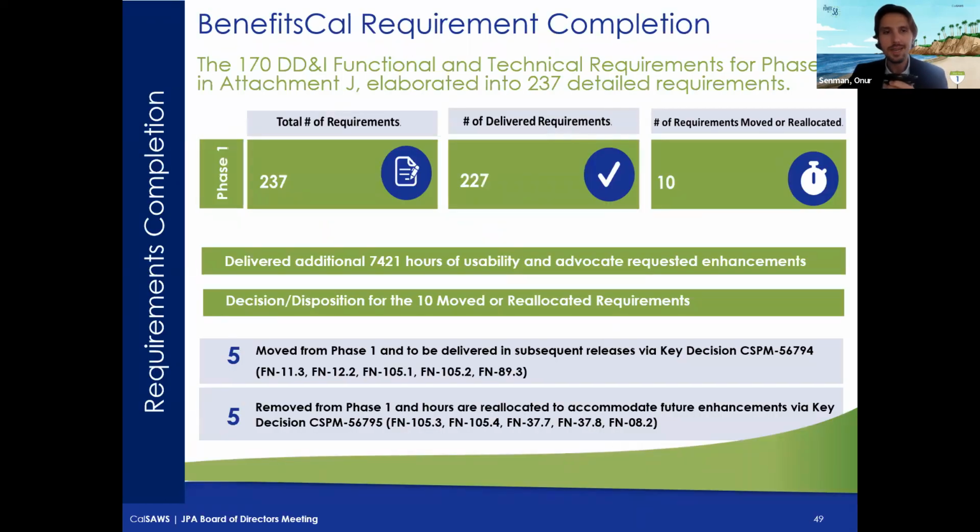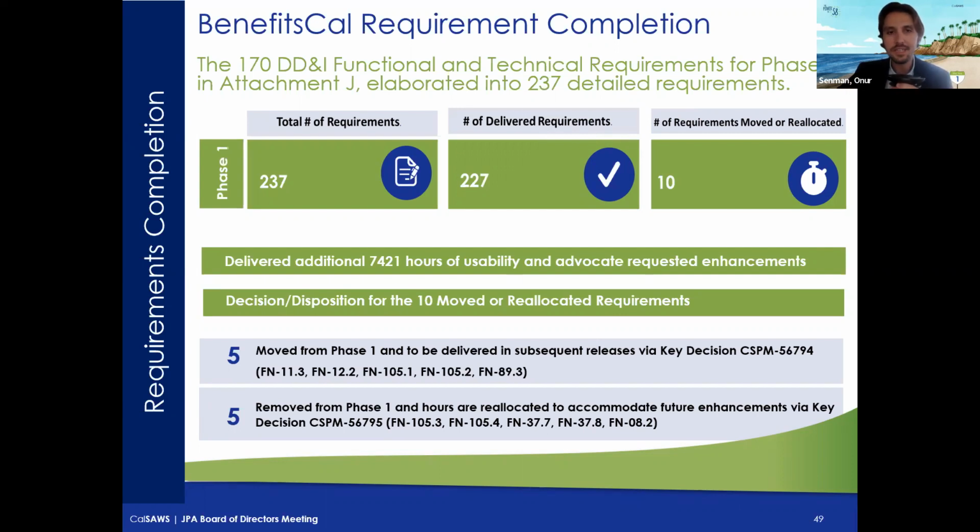All right, on this slide, we would like to quickly walk you through the Benefits Cal requirement delivery and completion status. As it relates to Phase 1, as Rachel highlighted in the beginning in the summary, and John also mentioned, initially we had around 170 functional and technical requirements listed, which elaborated into 237 detailed requirements throughout the elaboration phase. And from a delivery standpoint, out of these 237, 227 are already met, delivered, and available in production.